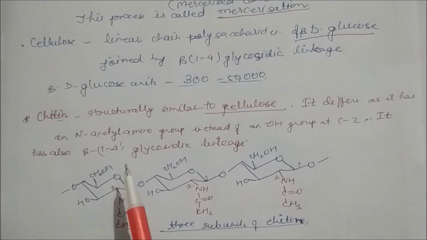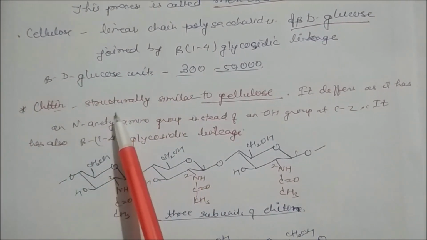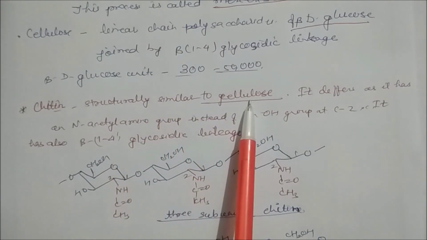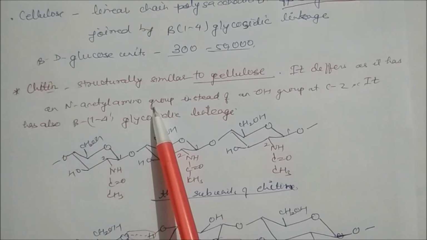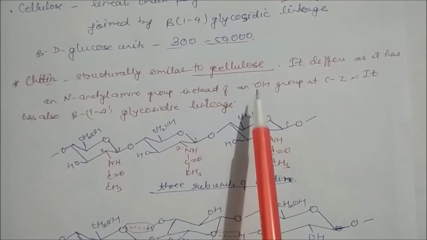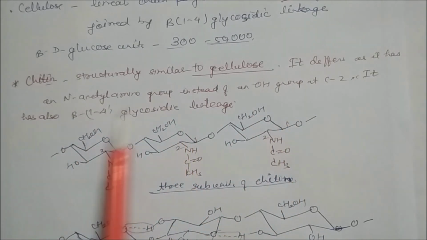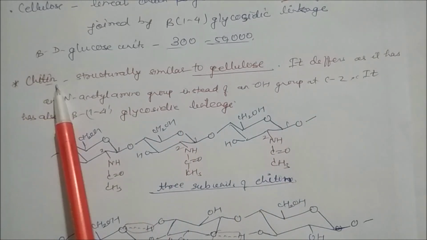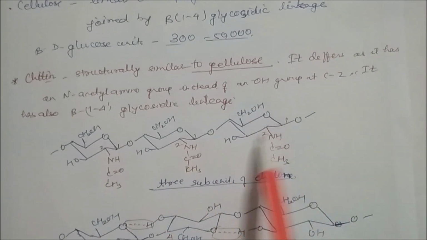There is one more compound called chitin. You can say it is structurally similar to cellulose, and it differs as it has N-acetyl amino groups instead of hydroxyl groups. In place of OH groups, if you have N-acetyl amino groups at carbon 2, then it becomes chitin. So you can see this is the molecule of chitin, in which the second carbon has NHCOCH3, which is the acetyl amino group. You can see this linear chain with the help of glycosidic linkage. There are 3 subunits over here.